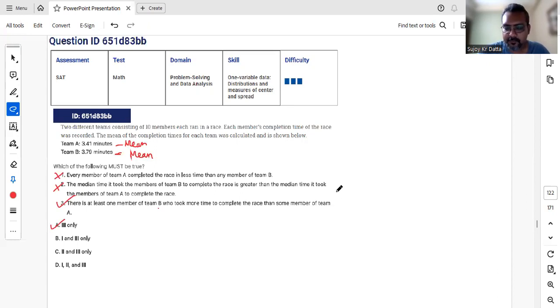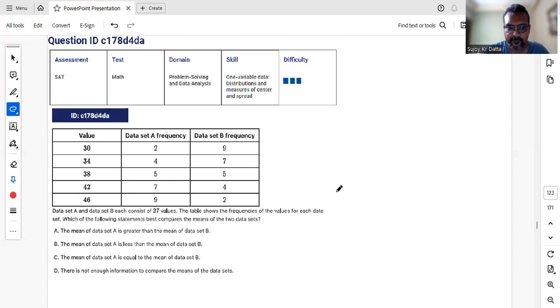All right. Let's move on to the next question. So it says some values are there. Set A has a frequency, set B's frequency is there. There are 27 values. All right. So that means this total would be 27. Observe that the values are the same. It's just reversed: 9, 7, 5, 4, 2 and 9, 7, 5, 4, 2.